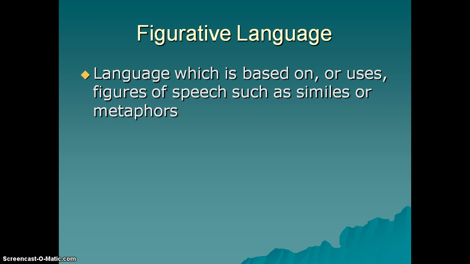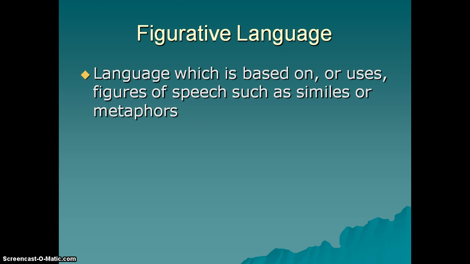And finally, this last one for me, and that is figurative language. Figurative language is any language that doesn't mean the literal truth. It doesn't mean actually what it says. So when you use a simile, or you use a metaphor, or when you use a hyperbole, or when you use symbolism, all of these are examples of figurative language.